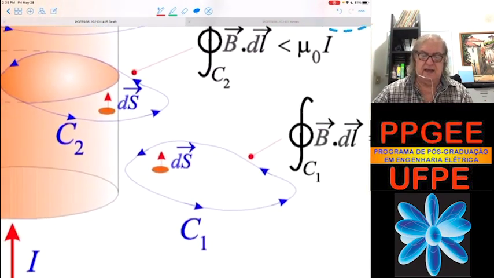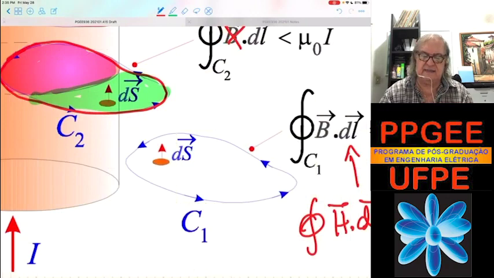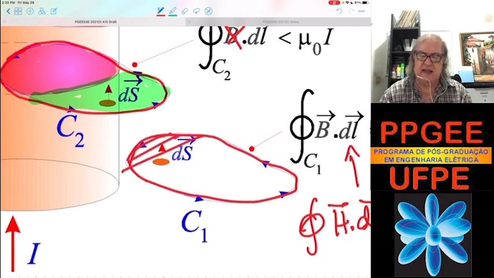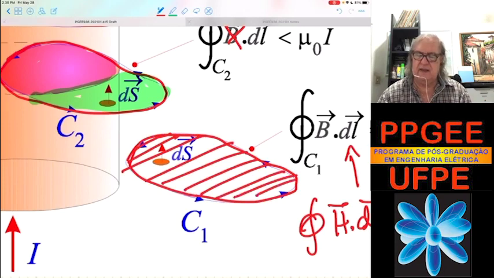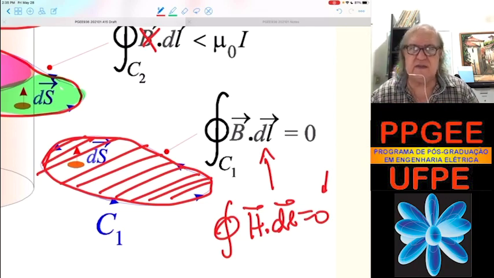And if you pick a loop that's outside and doesn't enclose anything, you integrate over the area enclosed by the loop, but across this area there's no current, so the result is going to be zero. So we have to be very careful when applying Ampere's circuital law. We always have to understand that the area is the total area enclosed by the loop, and the integral across the area in practice is only nonzero in regions where the current is not zero.